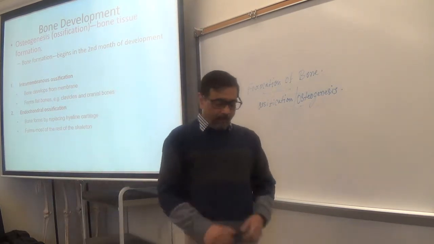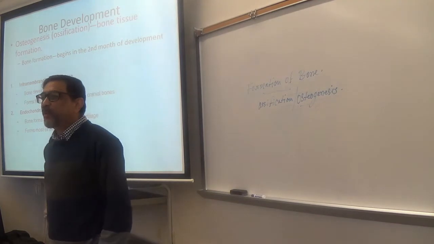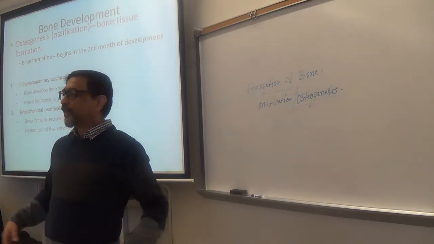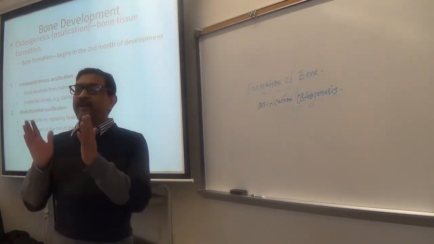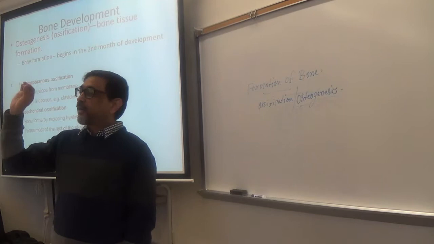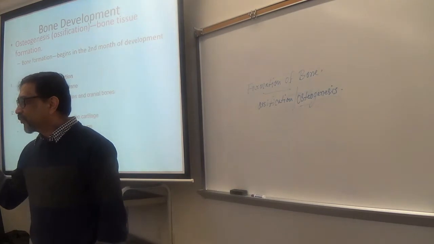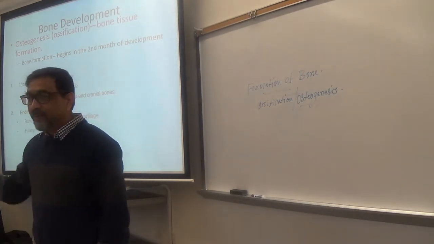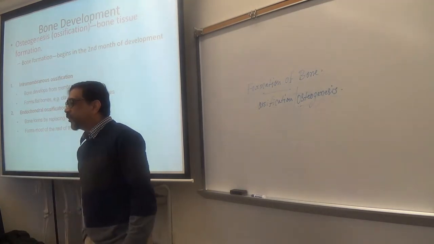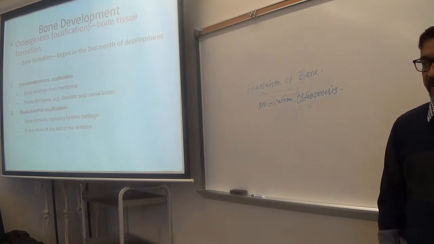Okay, so in intramembranous ossification, bones come from inside the membrane. Inside what? Membrane. That's why it is called intramembranous ossification. And in intrachondral or endochondral, chondro means, write it down, cartilage. Osteo means bone, chondro means cartilage. So intrachondral or endochondral means bones are formed from inside the cartilage.